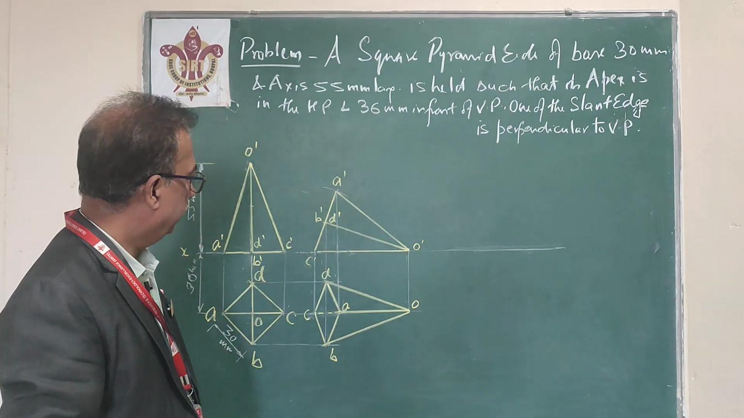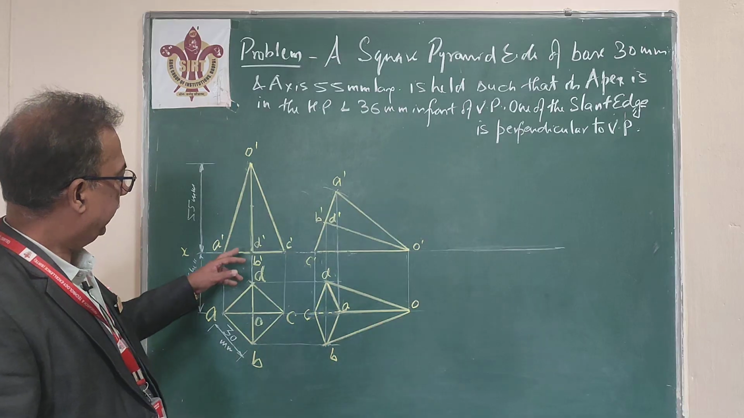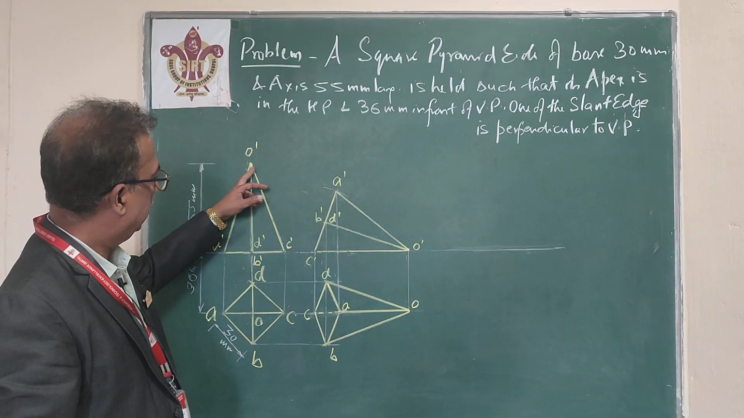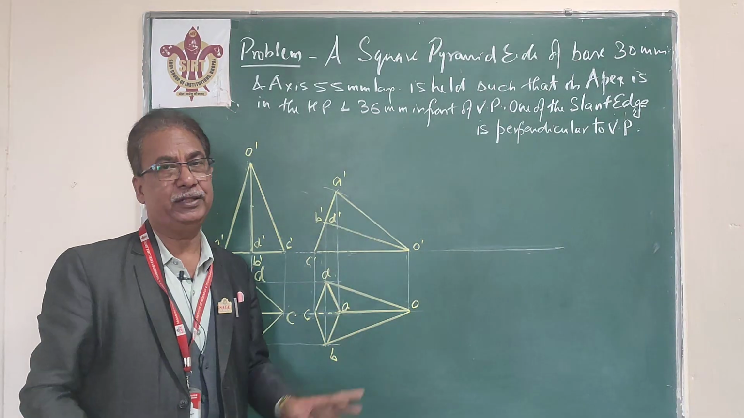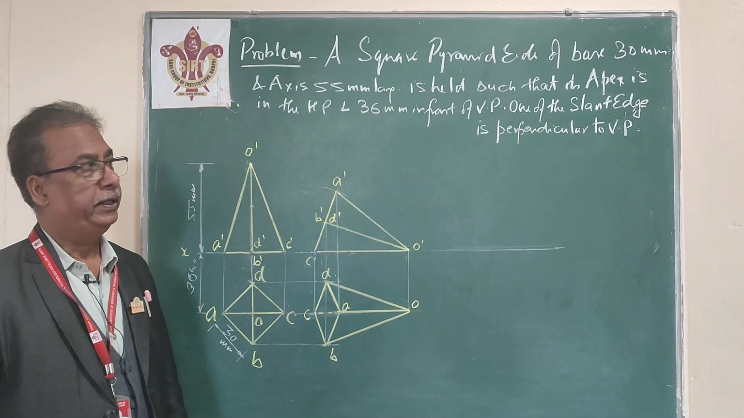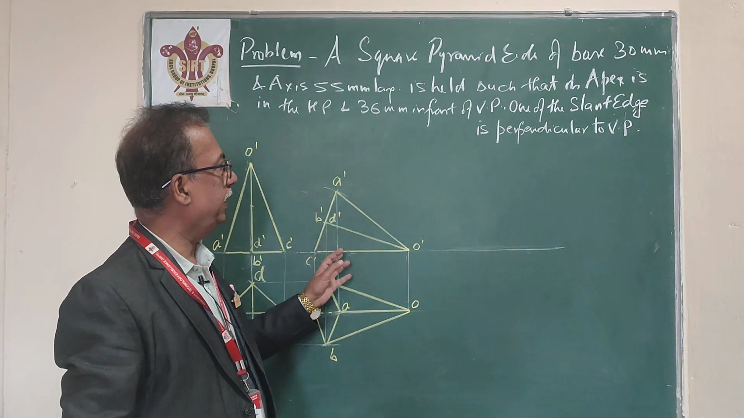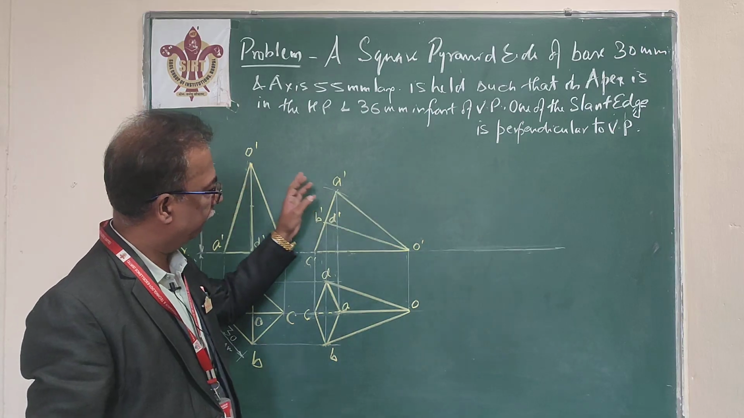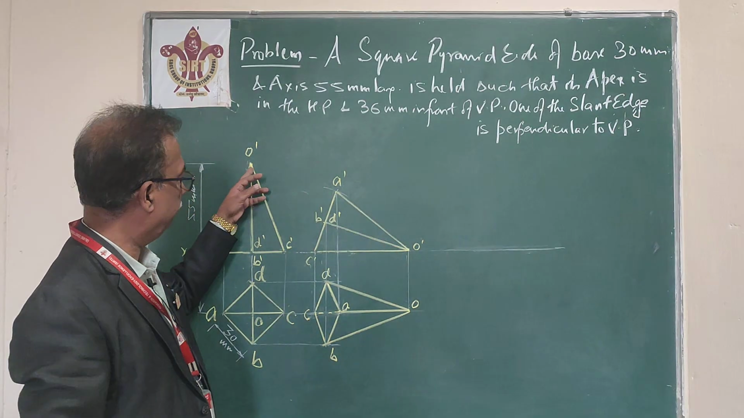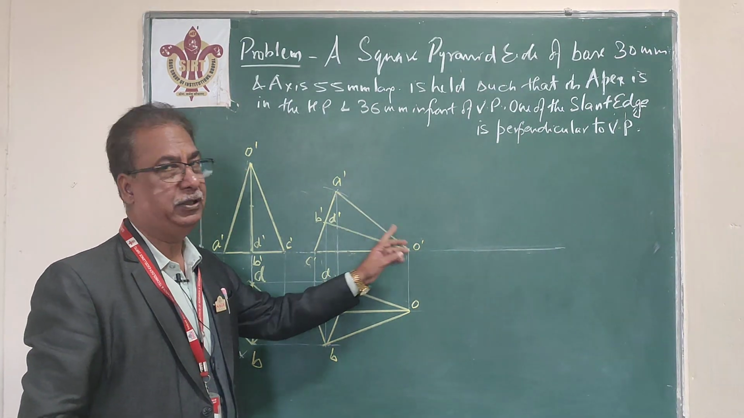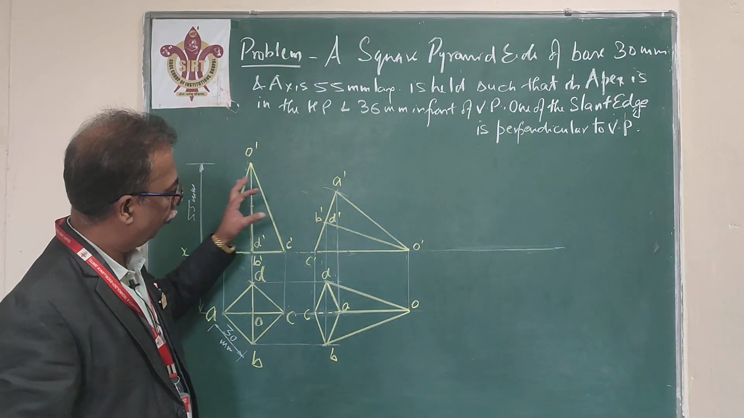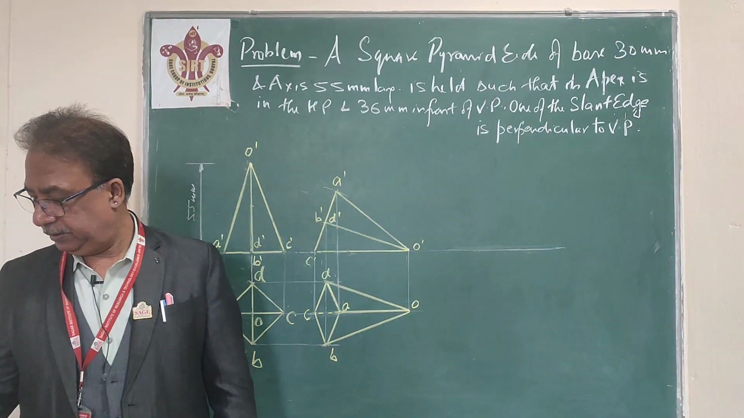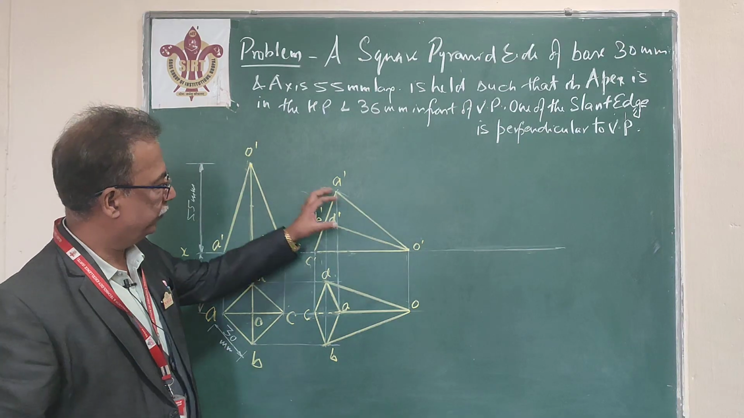Okay students, so look at the figure. What I have done, I have laid this pyramid on this slant edge, that is O dash C dash, on the HP. In the problem we are saying apex on the HP. So I want to keep the apex on the HP. So with the help of this slant edge, now the apex will be on the HP. And this is the figure. We have just copied the figure. As you know, this figure will be just a copy of the earlier figure.